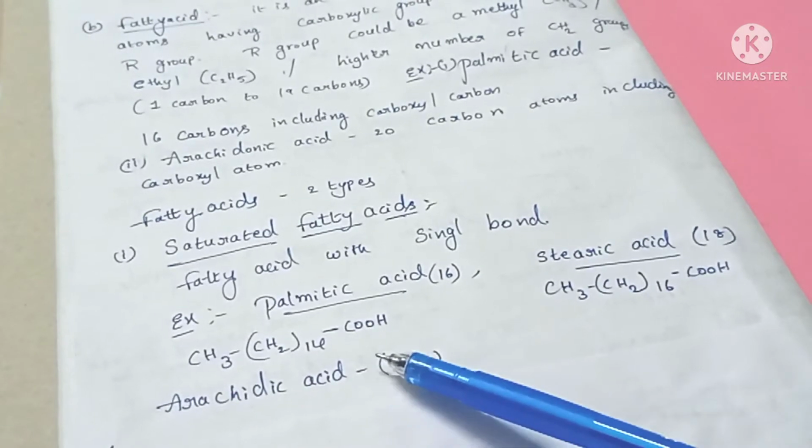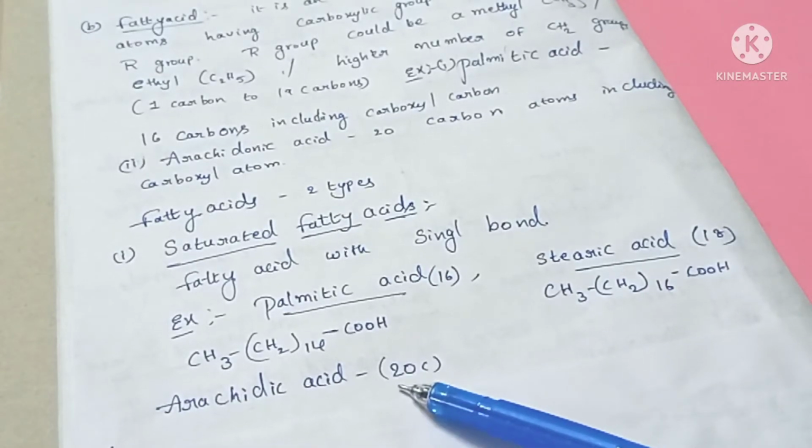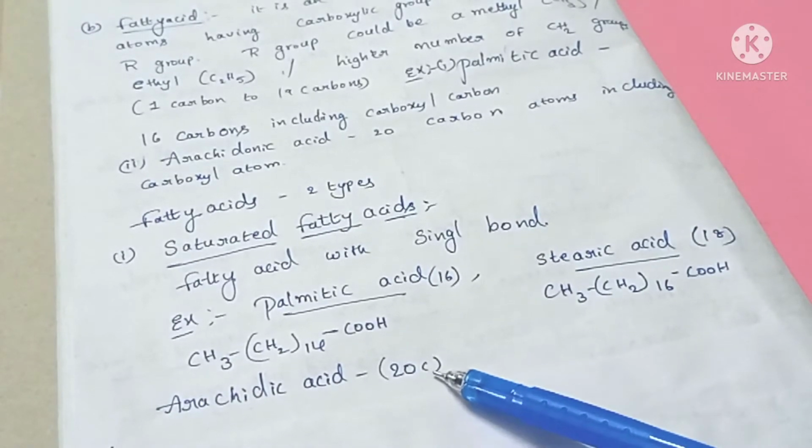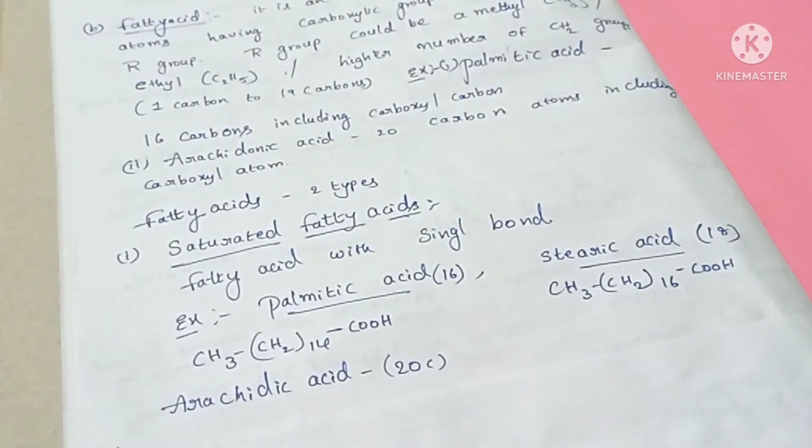Another example of a saturated fatty acid is arachidic acid. We need to remember this. This is arachidic acid. It consists of 20 carbon atoms. How many? 20 carbon atoms.